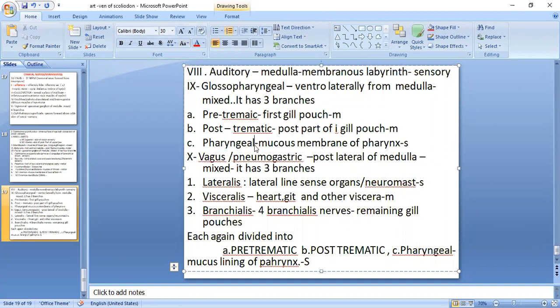Other than vagus nerve, we also call it the pneumogastric nerve. So it has three branches, right? Lateralis, visceralis, and branchialis. There are four branchialis present. Okay, and each branchialis is again divided into pretrematic, posttrematic, and pharyngeal, the mucous lining of the pharynx.